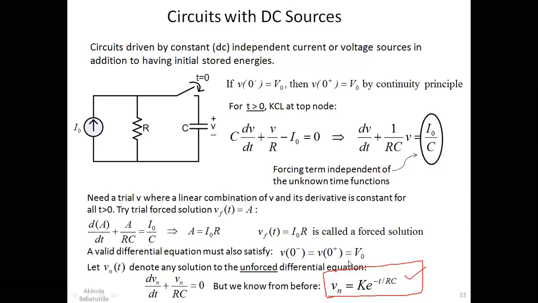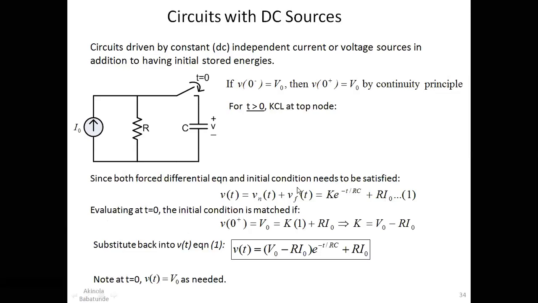So if you have this, that means you already have two equations. You have Vn and then you have Vf. Vf represents the forced solution, Vn represents the natural solution. Your total V will therefore be equal to your Vf plus your Vn. That is what your total voltage, your total response would be. So if you do that, this is what it would look like. Your total V would be equal to Vn plus Vf, which is equal to K exponential minus T over Rc plus Ri naught if you combine those.